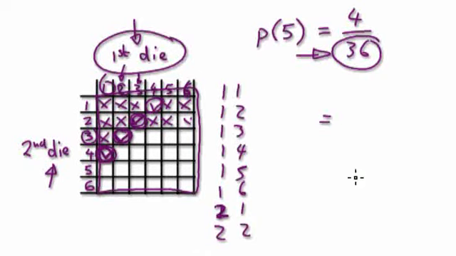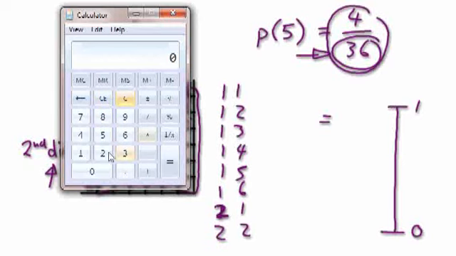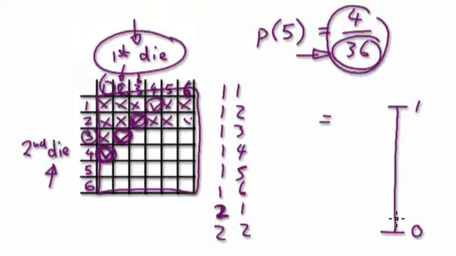Okay, so if you draw the diagram here, 0, 1 here. Let's convert this into a decimal, because as a fraction it's hard to see what's going on. So 4 divided by 36 equals 0.11. So 0.11 is probably down here. So this is the probability of us getting a 5.